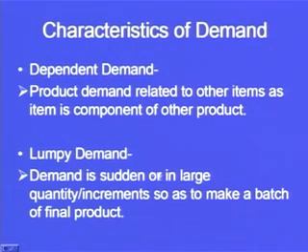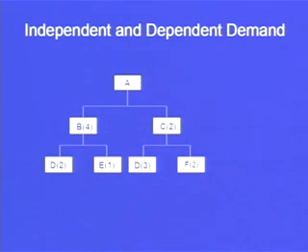Now, lumpy demand is demand that is sudden or comes in large quantity increments, so as to take a batch or a final product. Sometimes lumpy demand occurs, maybe as a sudden change in the demand. So, dependent demand may be very stable, while lumpy demand will be very exaggerated, at times very high or very low. Now, let us see what independent and dependent demand are.